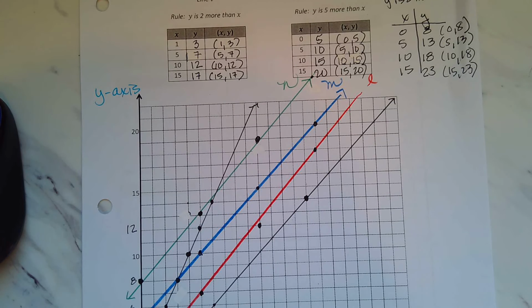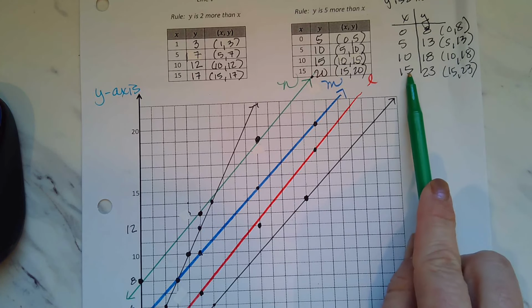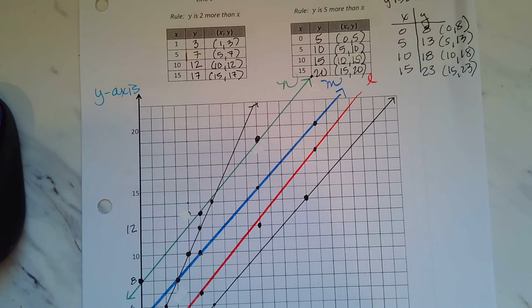Excellent. So we're still adding. But this time we added 8 to the x coordinate, and the rule for this line adds 6 more to the x than line L and 3 more to the x on line M. So it made another parallel line, right? So line N is parallel to the other two lines. If you were predicting that, you were absolutely correct because it's an addition rule. We have the same x coordinates and we're just adding.